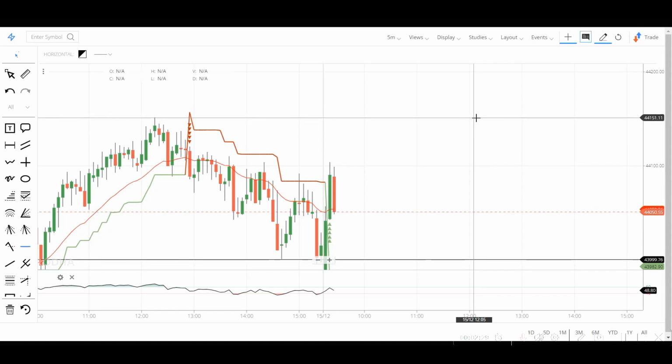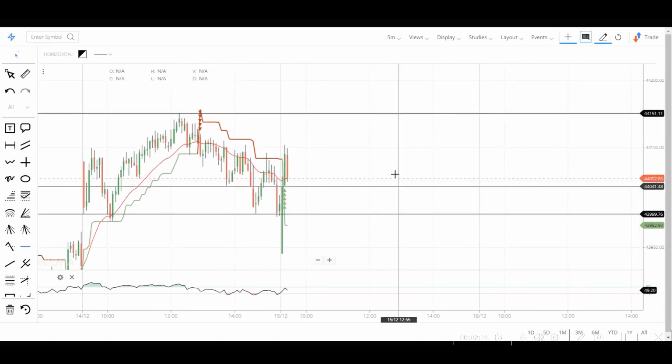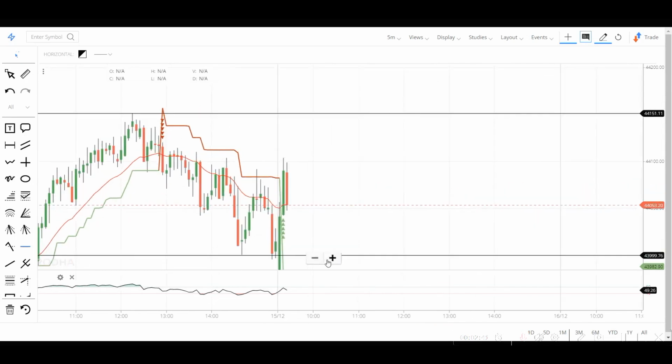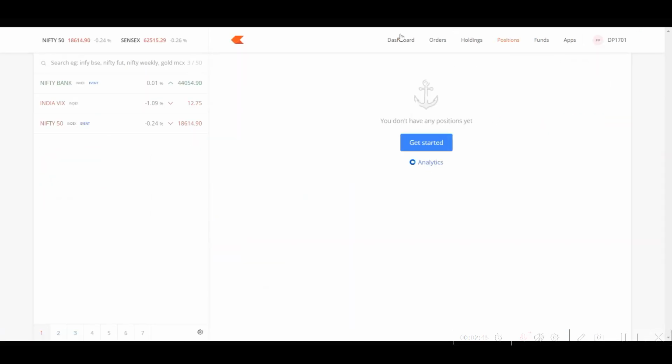So as of now, I'm initially planning to keep a range of 150 rupees. The lower bottom is 40,000 and the upper level is 44,150. This is going to be the range in which I'm going to play for the day. Any breakout which comes on the upper or the lower side, I will act accordingly. As of now, I've not taken any positions. I'm just waiting for this consolidation.